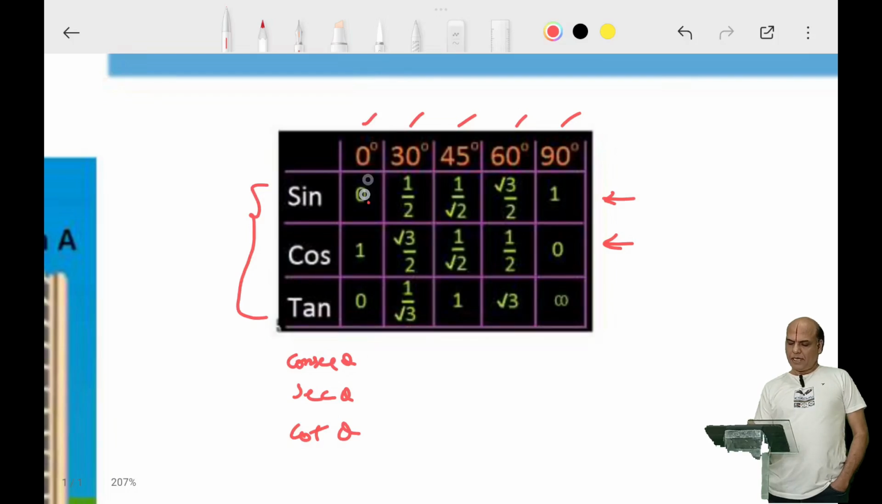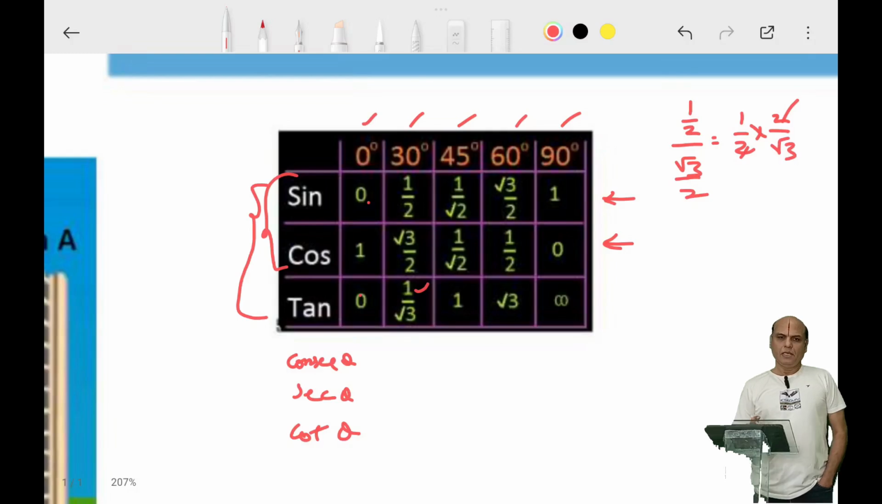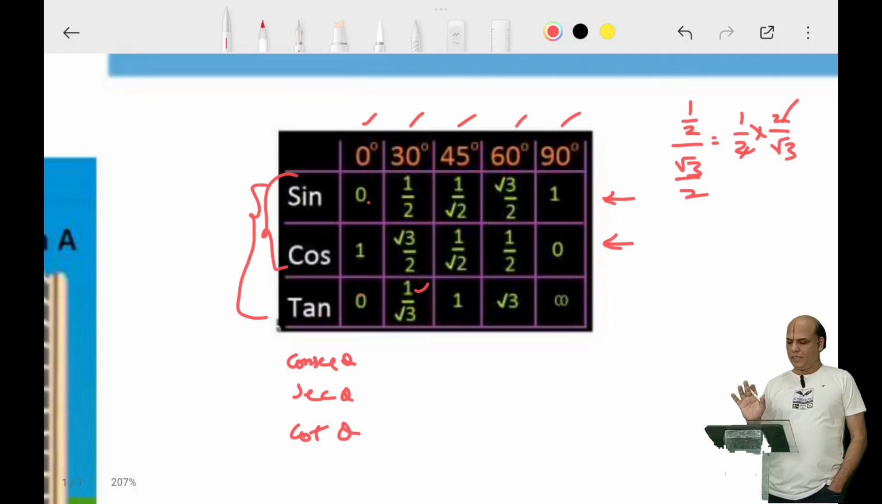For example, sine 0 is 0, cos 0 is 1. So 0 by 1 is 0. Here sine 30 is half and cos 30 is root 3 by 2. So tan 30 would be half by root 3 by 2. That means half into 2 by root 3, that is 1 by root 3. So therefore, if you remember sine and cos, that is sufficient to get all the values of trigonometric ratios. Now how do you remember sine and cos?